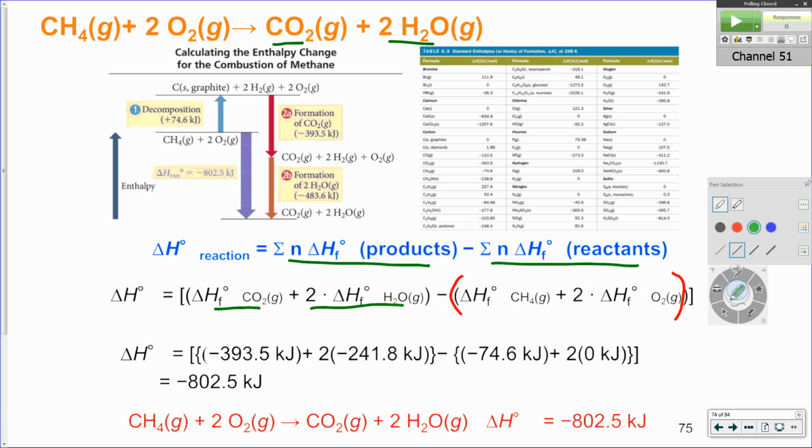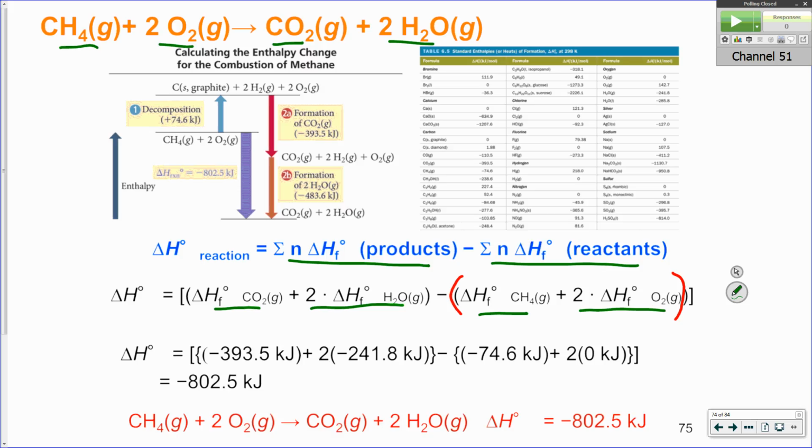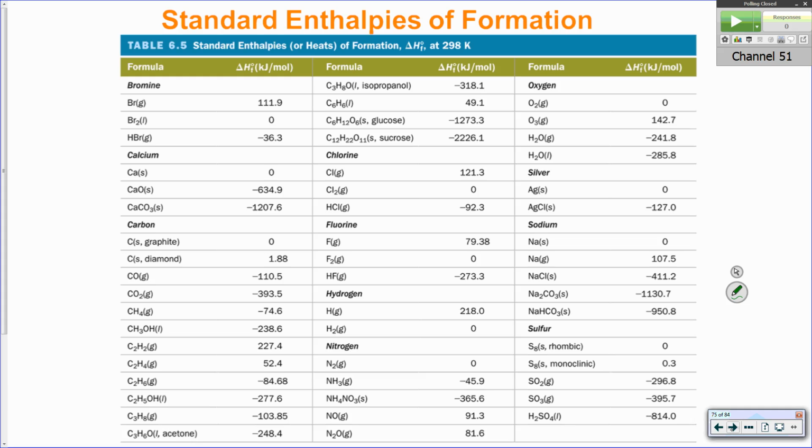And I look at my reactants that I have. I've got the methane, so I need the enthalpy of formation of the methane and that of the O2. So 2 times the enthalpy of O2. So now what I do is I've got the equation set up. I just need to go to the table and look up what are these values. So I'm just going to jump forward to the next table to show where these come from.